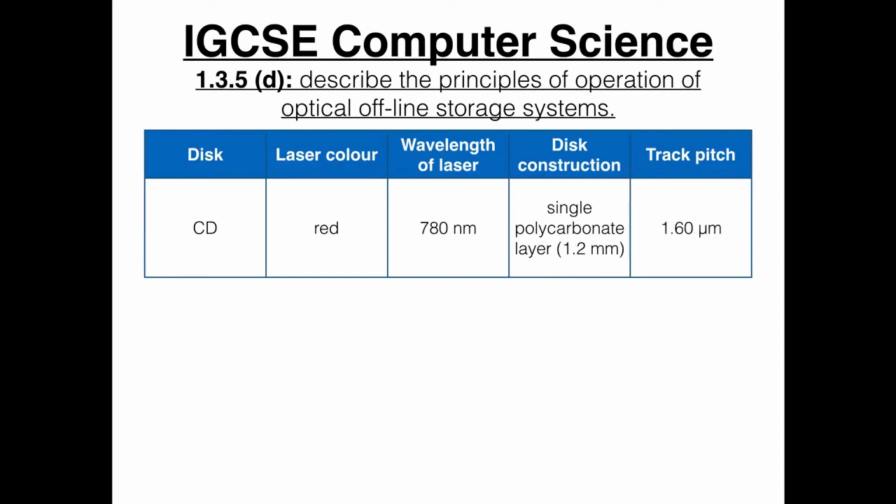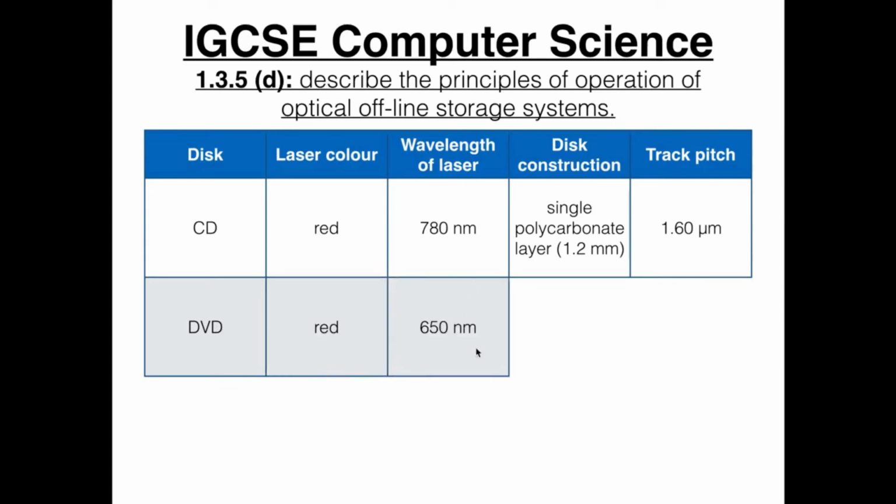and track pitch. Now, what do we mean by track pitch? Well, track pitch is pretty much the distance between each track. So the track pitch of CDs is 1.6 micrometers. DVDs: laser color red, wavelength 650 nanometers, disc construction double polycarbonate layer, each layer is 0.6 millimeters, which of course adds up to 1.2 millimeters.